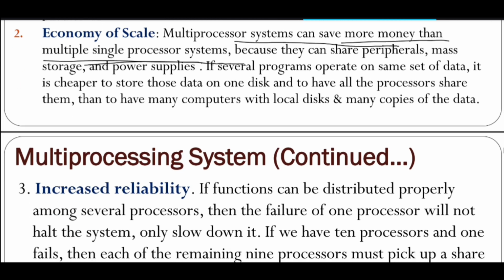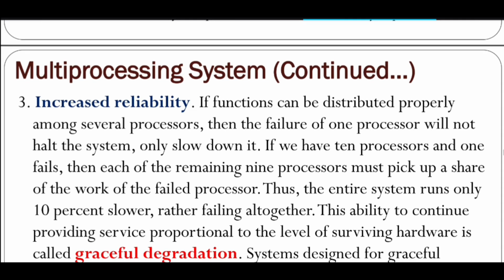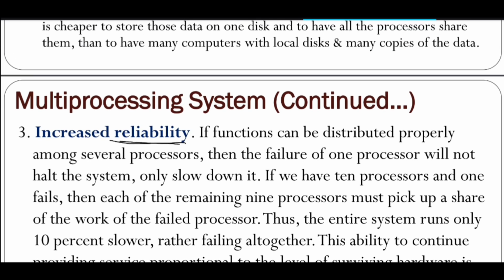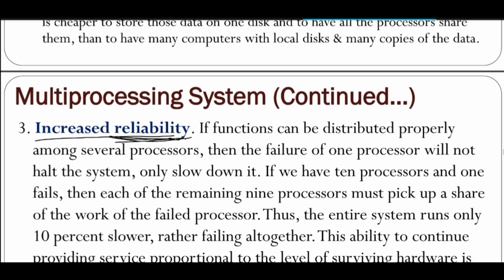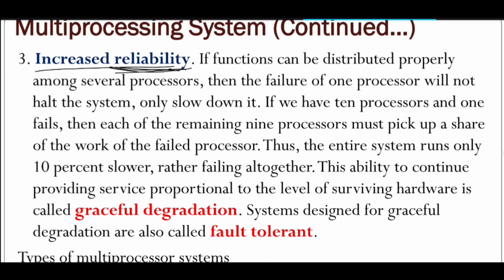Then the third point, increased reliability. How is the reliability increased? When one processor fails to execute, then another processor will be mapped to this process or program. Maybe the processor speed will be slow, but the system doesn't fail. If one processor fails, then another processor will handle the task. And this is called graceful degradation.